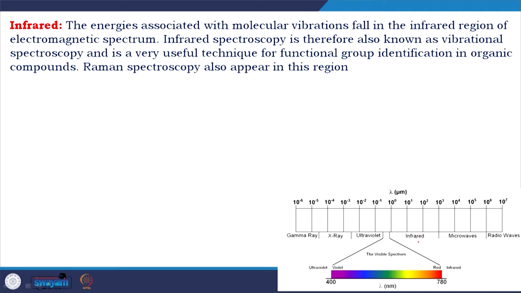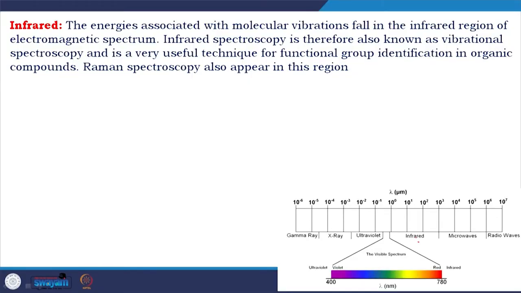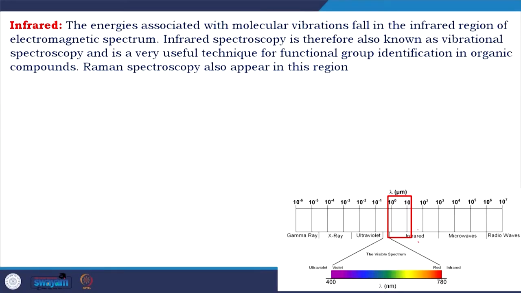Coming to infrared, the energies associated with molecular vibration fall in the infrared region of the electromagnetic spectrum. Infrared spectroscopy is therefore also known as vibrational spectroscopy, because it works with the vibrational levels of the atom. It is a very useful technique for functional group identification in organic compounds. In addition to infrared, Raman spectroscopy also operates at that level, and that is why infrared and Raman are complementary. They affect a single molecule in different ways. So, combining infrared spectroscopy and Raman spectroscopy would always give us more information. And in the later part of this module, we will discuss this in detail. So, this is the infrared region.